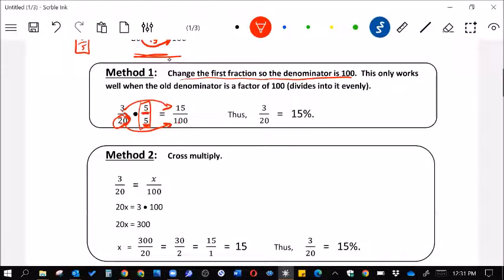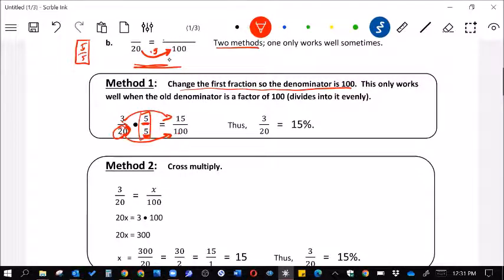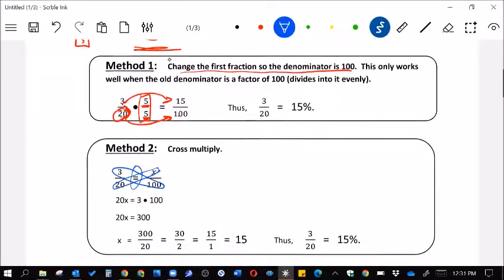The other way to do it, especially if you have numbers that don't work this way, is cross multiplying. You can do that when you have an equal sign, which is what we're looking at here. The equal sign makes it look like a little butterfly. We cross multiply, so it's 20 times x equals 300, and then divide by the 20 to isolate the x, and we get 15.